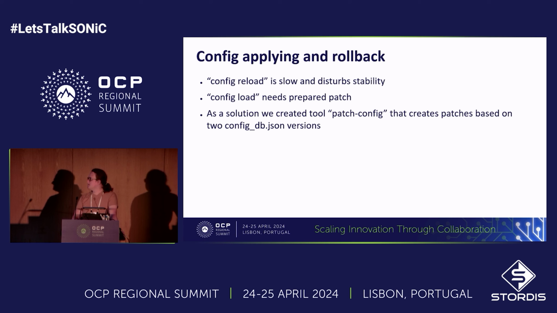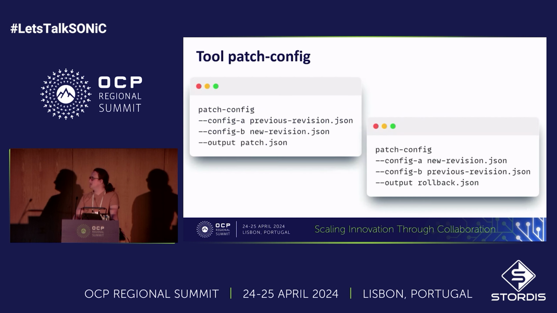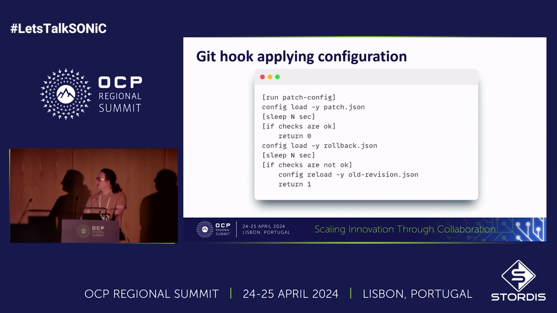So we created a simple tool that we will share, patch config, that just takes two config DB versions and generates a patch. And if you reverse the arguments, it generates a rollback patch. And with this tool, very simply, you can achieve the goal of applying changes. And that's how our Git hook looks like.